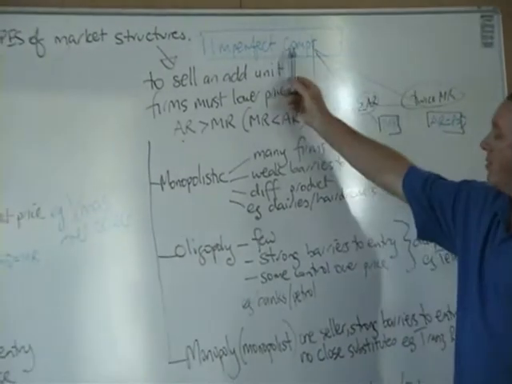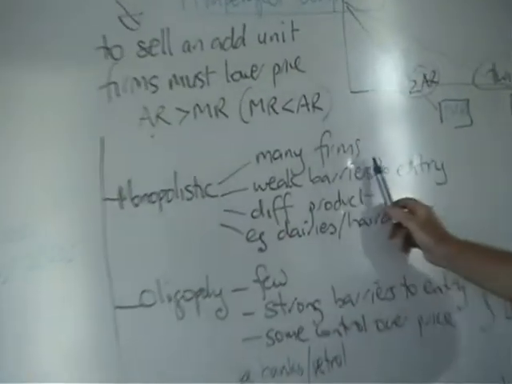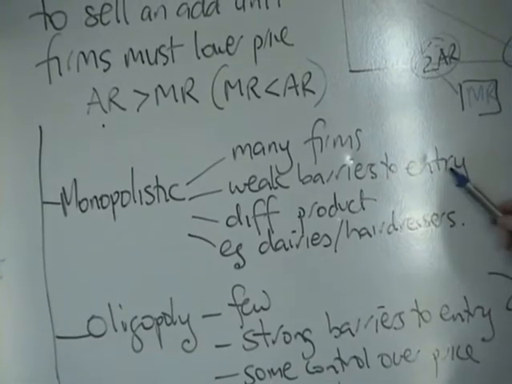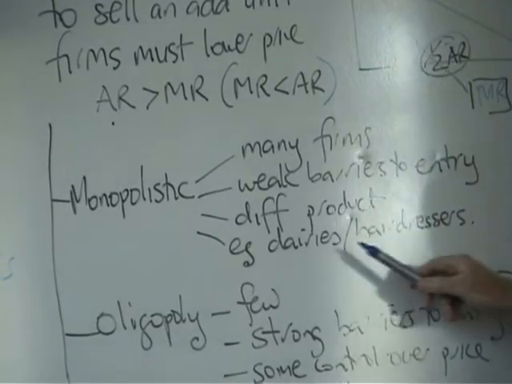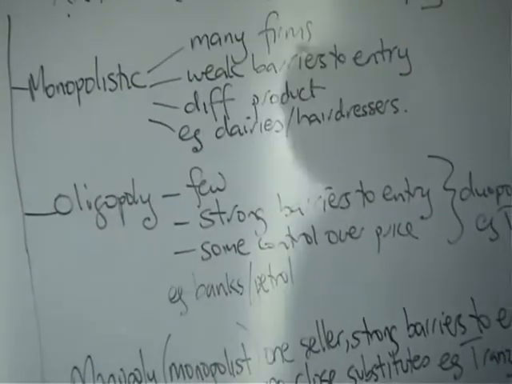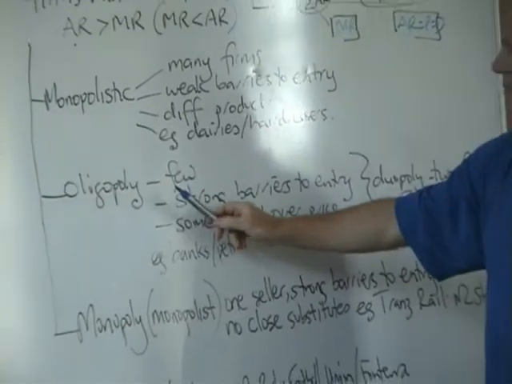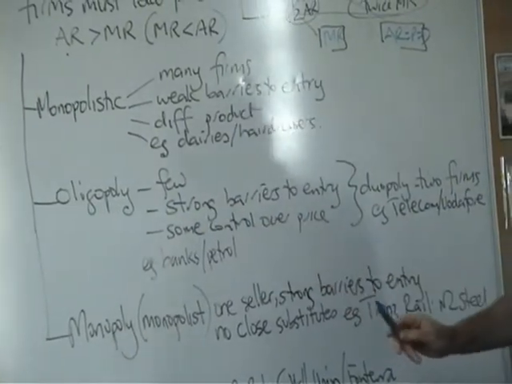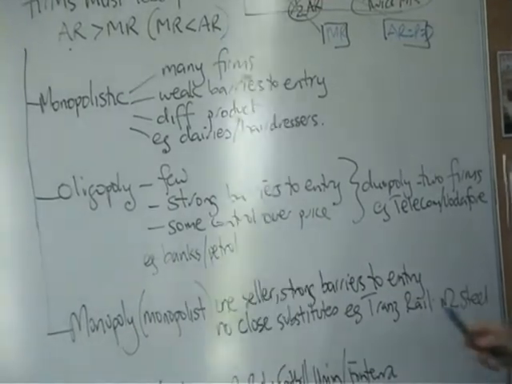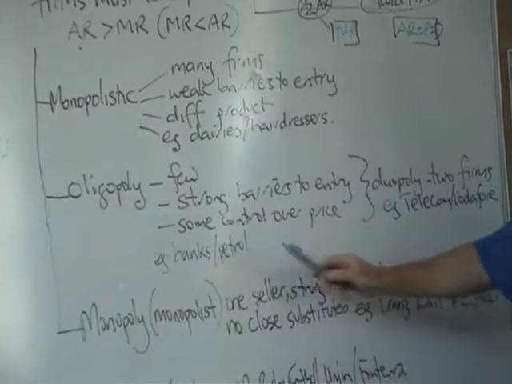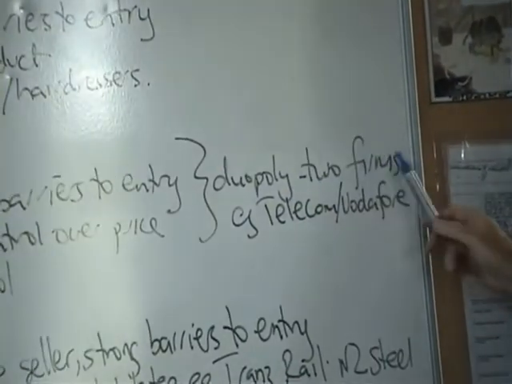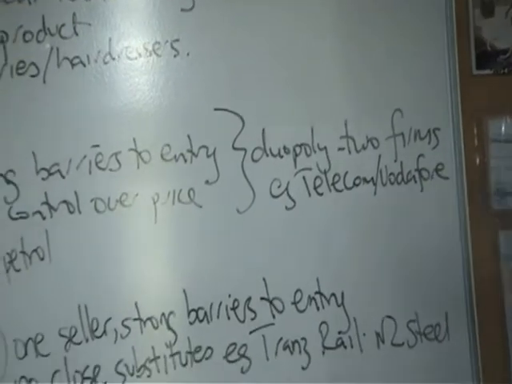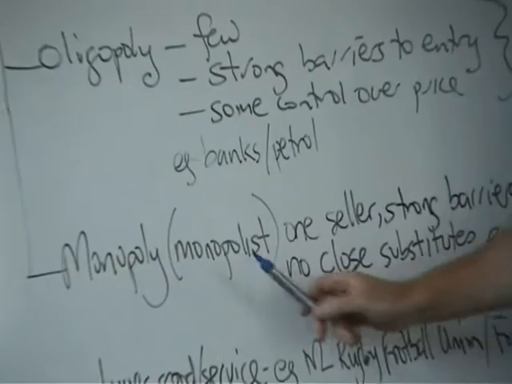The different types of imperfect competitors are monopolistic, that has these features: many firms, weak barriers to entry, differentiated product, and a common example used is hairdressers and dairies. An oligopoly, again imperfect competitor, few in number, strong barriers to entry, some control over the price, and we think of firms such as banking and the petrol industry in New Zealand. A duopoly, it's a type of oligopoly, but it only has two firms and similar features, Telecom and Vodafone being a good example. And the last type of imperfect competitor, monopoly or monopolist.